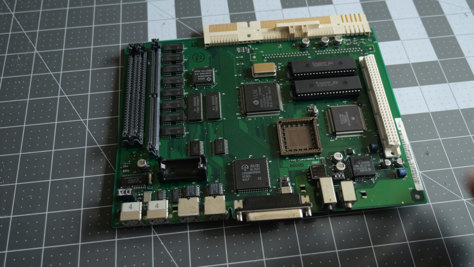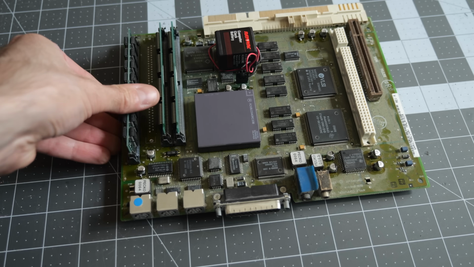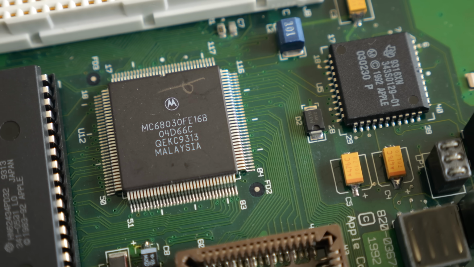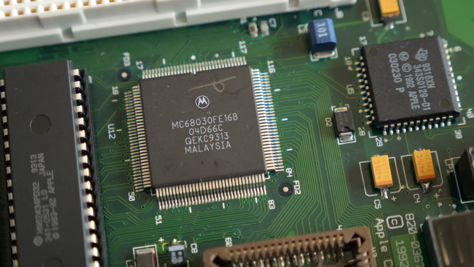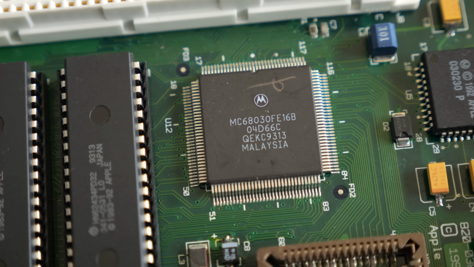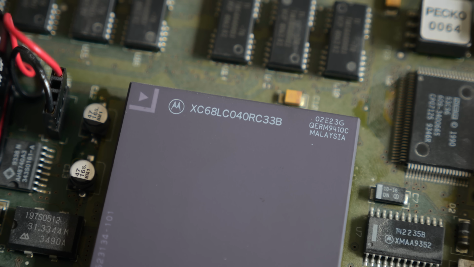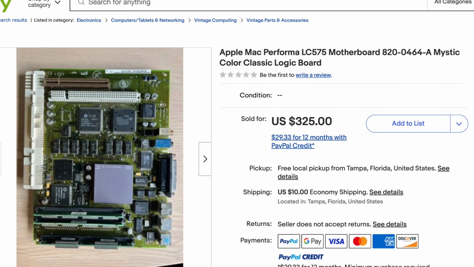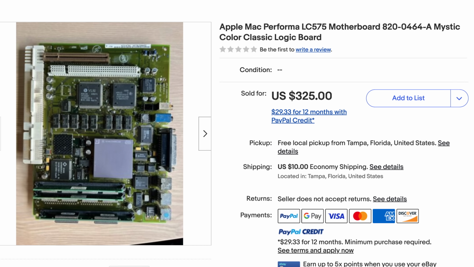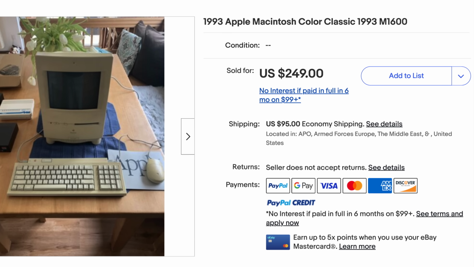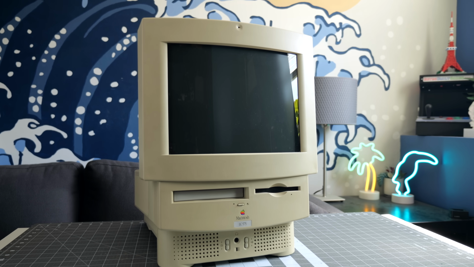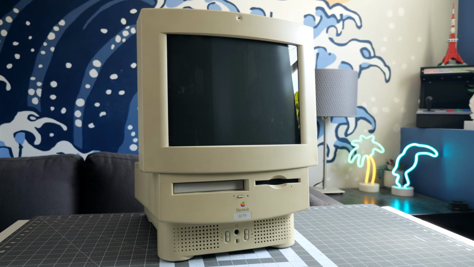An obvious alternative would be to simply ditch the stock board and swap in one from an LC575, something known as the Mystic Mod. This would have the added benefit of speeding up the machine dramatically since it would replace the original 16 MHz 68030 CPU with a 33 MHz 68LC040. But that's become such a popular option, 575 boards sell for hundreds of dollars, as much as complete stock Color Classic systems. And while I own an LC575, I'm not willing to sacrifice it for this project.